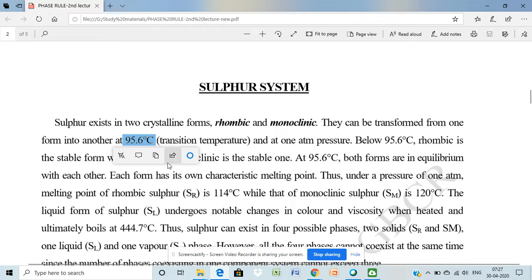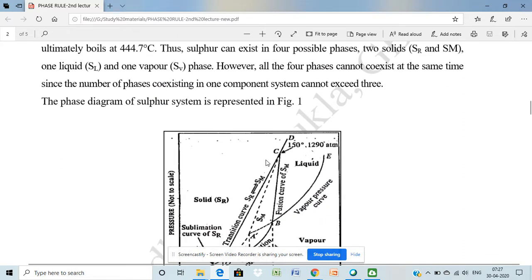That is the transition temperature of sulfur, and the pressure required is 1 atmosphere. Below 95.6 rhombic sulfur is stable, and above that monoclinic sulfur is stable. So here we go to the phase diagram.